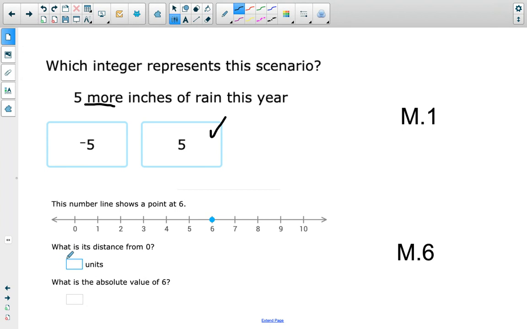Okay, the next one. This is the type of questions you have for M6. Number line shows a point at 6. How far is it from 0? Well, it's 1, 2, 3, 4, 5, 6 from 0. So the absolute value of 6 is 6. That's it.